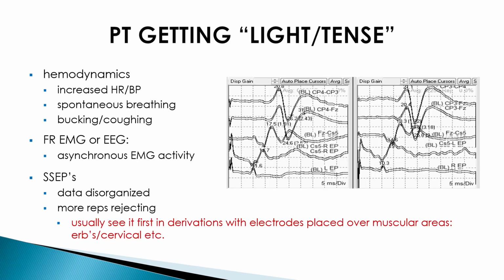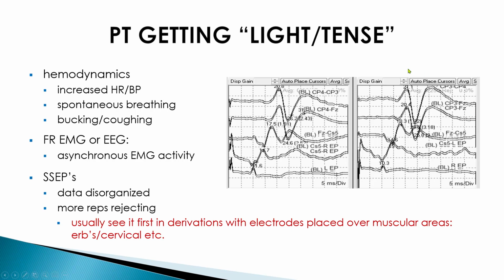There are many different ways we can help anesthesia, and train of 4 is one of them, but this is another one. We sometimes can tell if the patient's getting light during surgery. I don't want to say waking up, but they can get light, what we call light in surgery. It's usually, though, accompanied by increased heart rate or blood pressure, some spontaneous breathing, and maybe even bucking or coughing. If we're running EMG, we can see muscle tension. If you're doing SSEPs, your data starts looking messy.